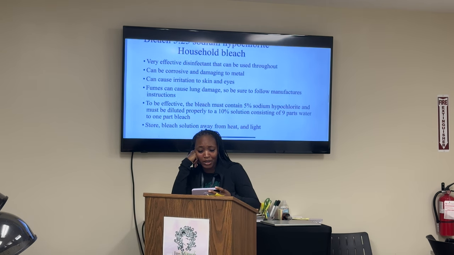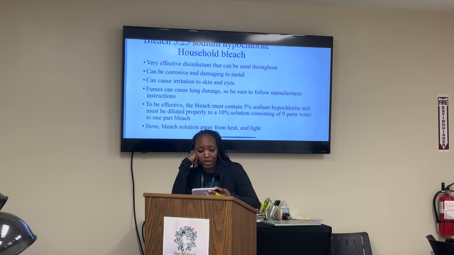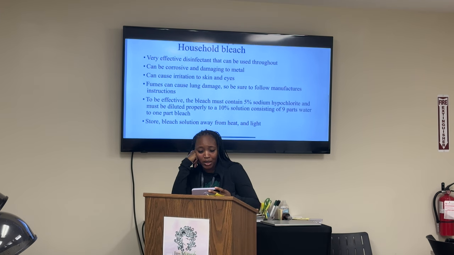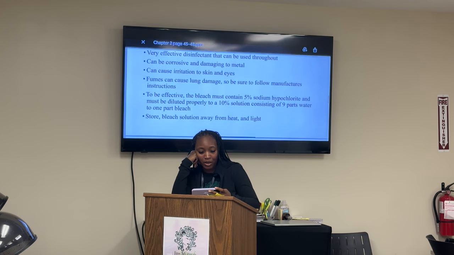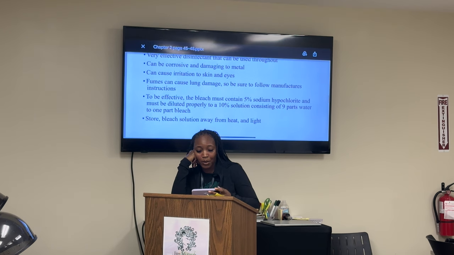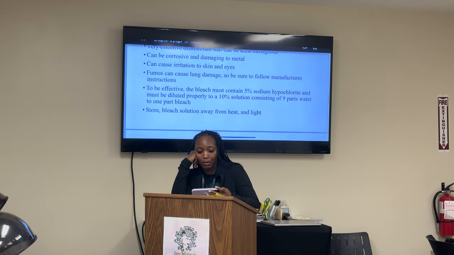It can be corrosive and damaging to metal. It can cause irritation to skin and eyes. Fumes can cause lung damage, so be sure to follow manufacturer's instructions. To be effective, the bleach must contain 5% sodium hypochlorite and must be diluted properly to a 10% solution consisting of 9 parts water to 1 part bleach.